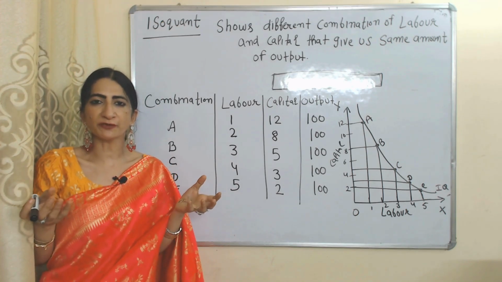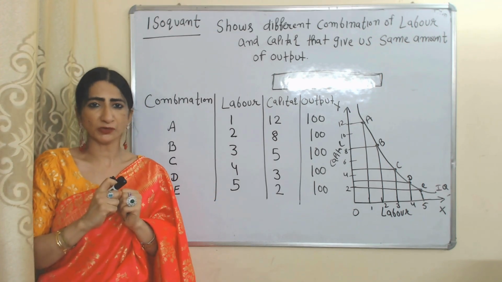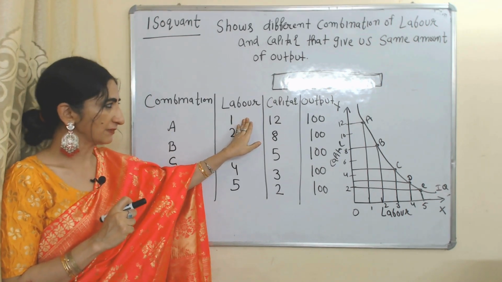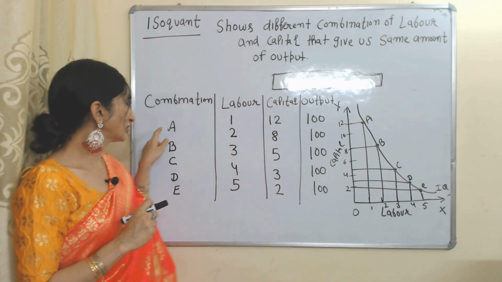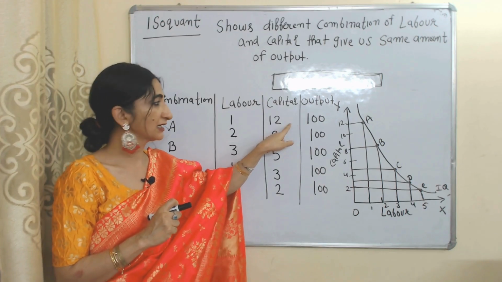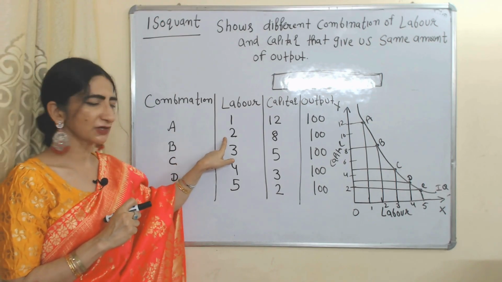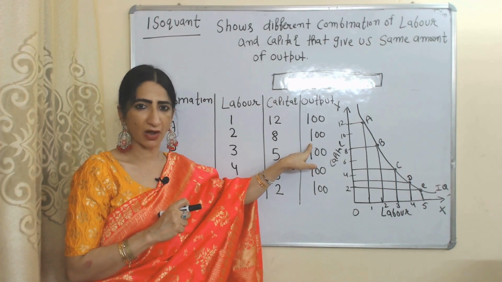Isoquant shows different combinations of labor and capital which give us the same amount of output. In the first column we have the combination, in the second column labor, in the third column capital, and in the last column output. At combination A, we are using 1 labor and 12 capital and receiving an output of 100. At combination B, we are using 2 labor and 8 capital and receiving 100 output.